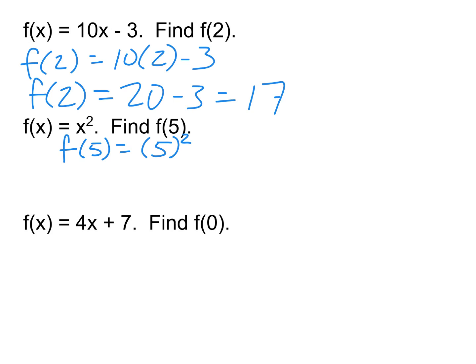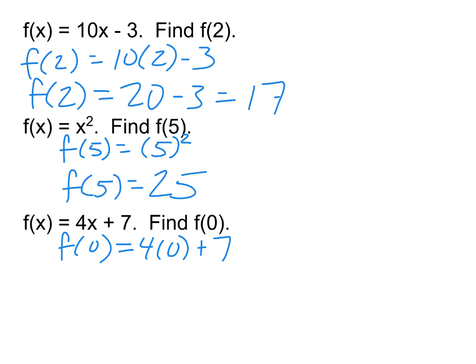Okay, so I got f of 5 equals 5 squared. Great, so f of 5 equals, what is 5 squared? 25. Because 5 squared just means 5 times itself. So 5 times 5. All right, and our last one. f of 0 equals 4 times 0 plus 7. And again, do the multiplication first. So I do the 4 times 0, which is 0. And then f of 0 finally is 7.